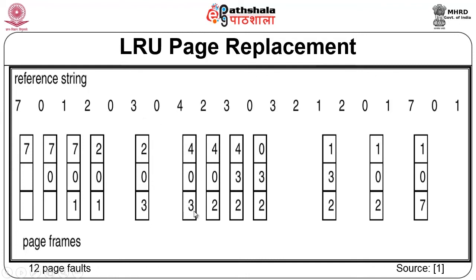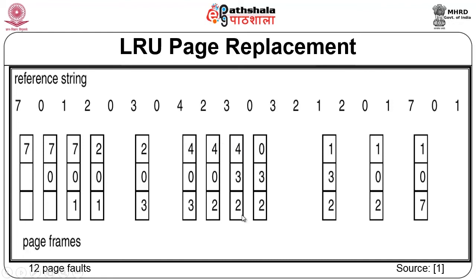So 3 is chosen and 2 is brought inside. The next reference is to page number 3, and page number 3 is not inside, no free frame. So check which was used earlier. 2 was used, and before that 4 was used, and only before that 0 was used, and hence 0 is chosen for replacement. So you remove 0 and 3 is brought inside.